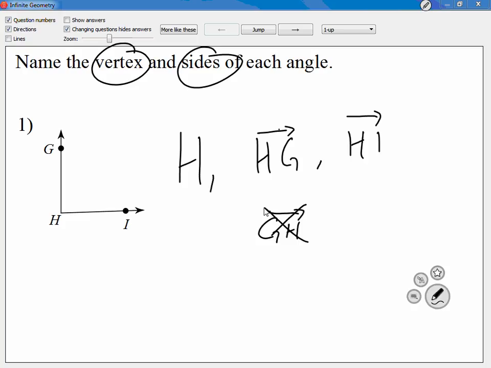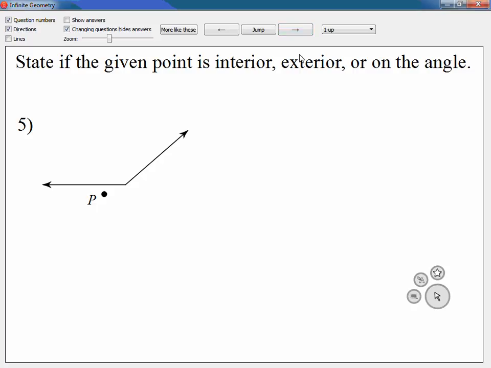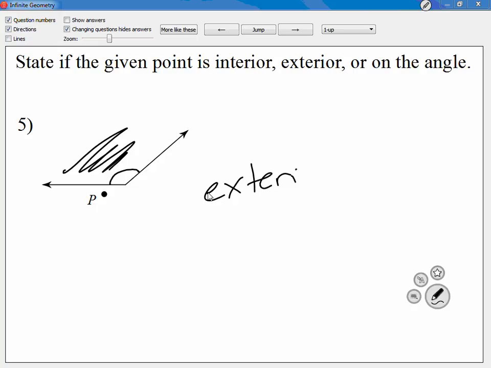Any questions on the first four? Alright, let's take a look at question number 5. It says state if the given point is interior, exterior, or on the angle. First, I draw my arc for my angle. Anything in here is interior. Obviously, anything out is exterior. So for number 5, my answer will be exterior, because the point is outside.